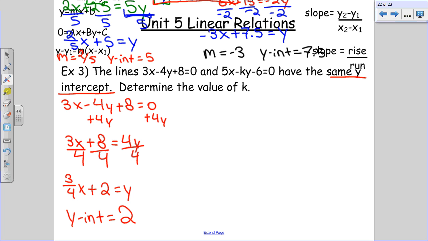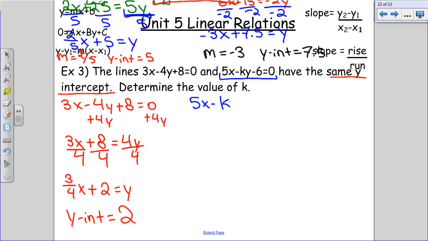Now you could guess and check and put in a lot of numbers and do a lot of calculations to try to figure out what value of k makes that work. Or you could solve this equation algebraically for its y-intercept. K is just a number. It's nothing special. We can treat it the exact same way we've treated every other question.